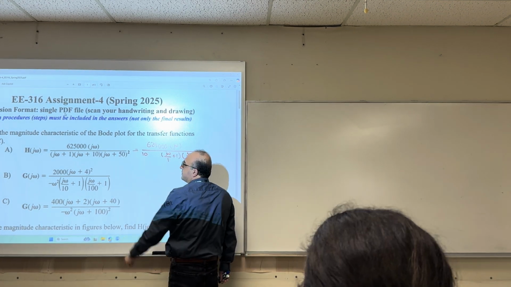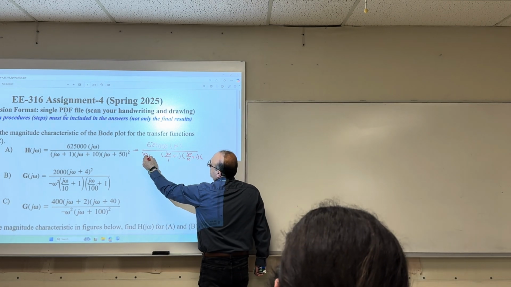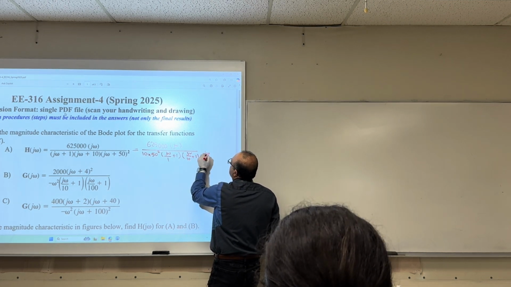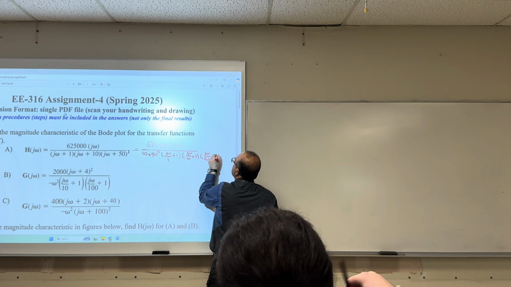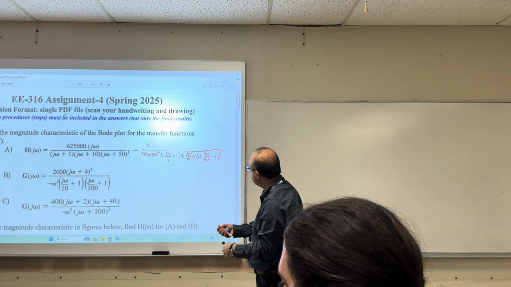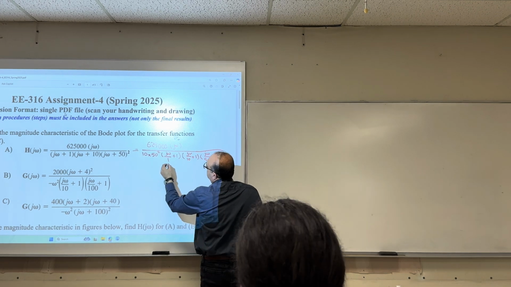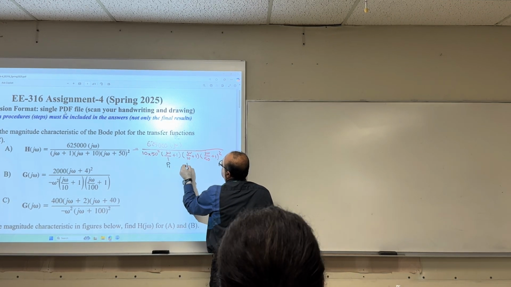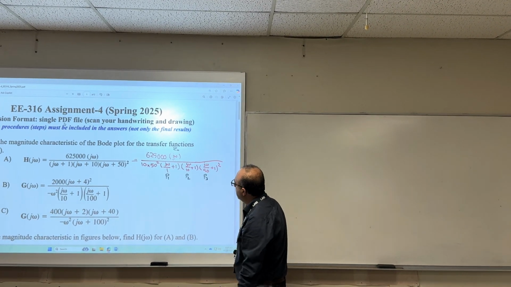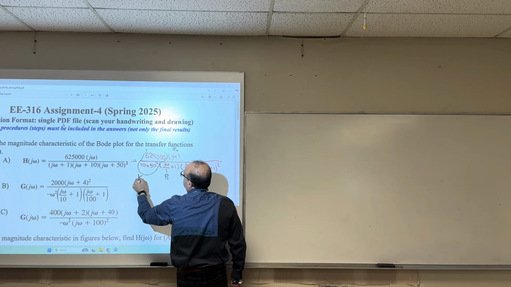Here I have to get 50 out, but there is a 2 here. Then I take 50 to the power of 2. j omega over 50 plus 1. This is my equation. There is a zero. This is my first pole, second pole, and the third pole. Whatever we see here, now we can call it K0.